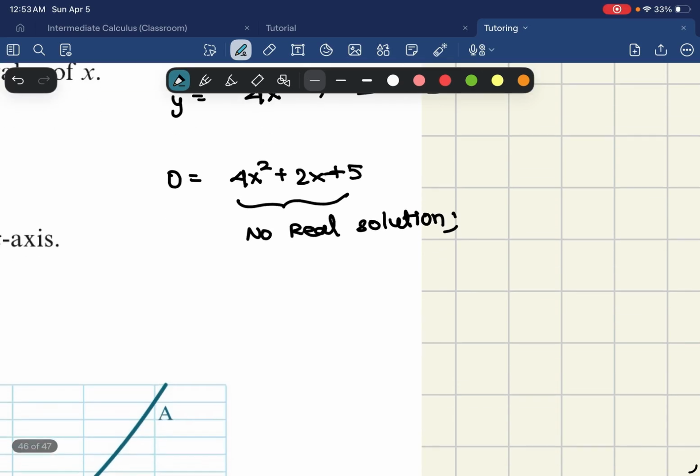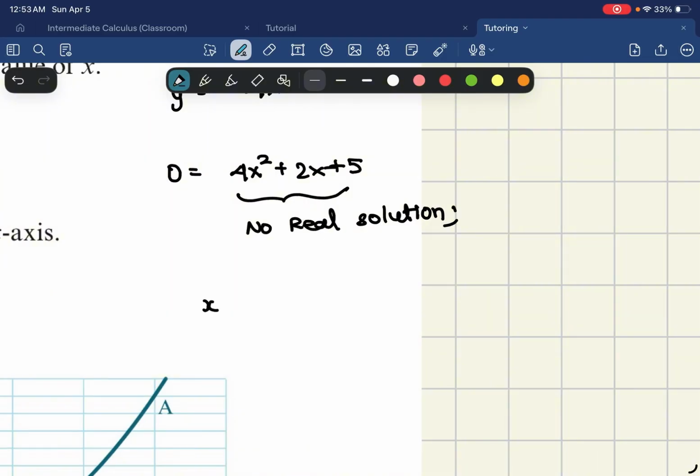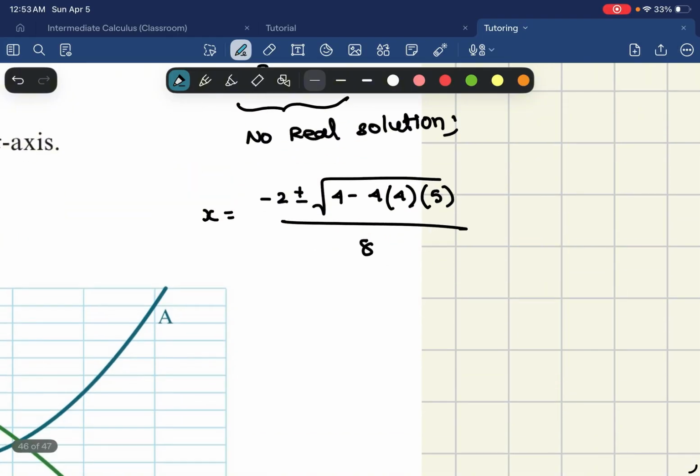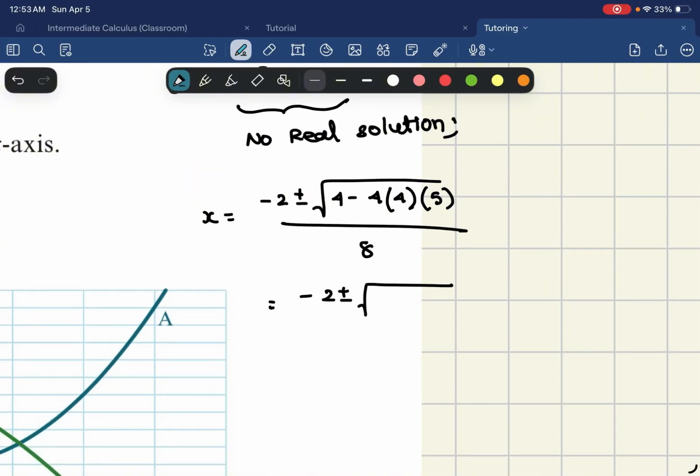And how do we see that? Well, if I use the quadratic formula, x is equal to minus b plus or minus the square root of b squared minus 4ac, over 2a. So I have minus 2 plus or minus the square root of 4 minus 4 times 4 times 5. So I have negative 76 over 2. And you can't take the square root of a negative number. So this is undefined, because the domain, which we will learn in a future chapter, is always greater than or equal to 0. So this is undefined.